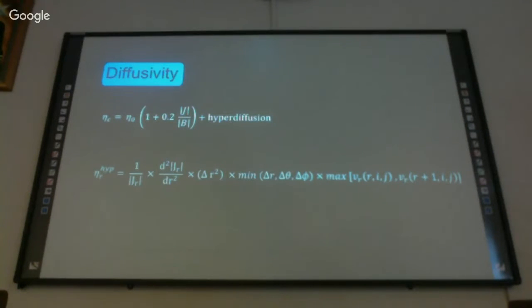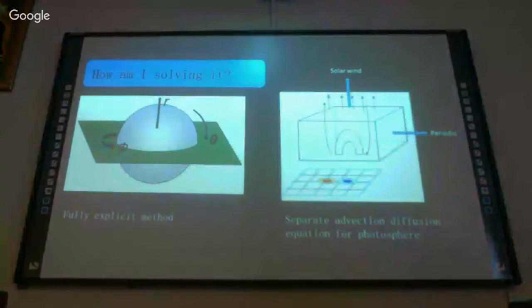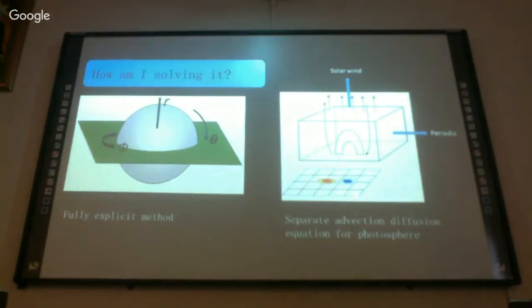And I should have actually given the references. This part has been taken from Antony's papers, and Mark Cheung uses a similar hyperdiffusive term. So I'm solving it in r, theta, phi coordinates. This is the sun, this is r, this is theta, this is phi. So this is what my grid looks like. There's a 2D matrix where I can put in sunspots, and the magnetic fields will look like this. And my box is periodic in the phi direction for obvious reasons, because the sun is circular.